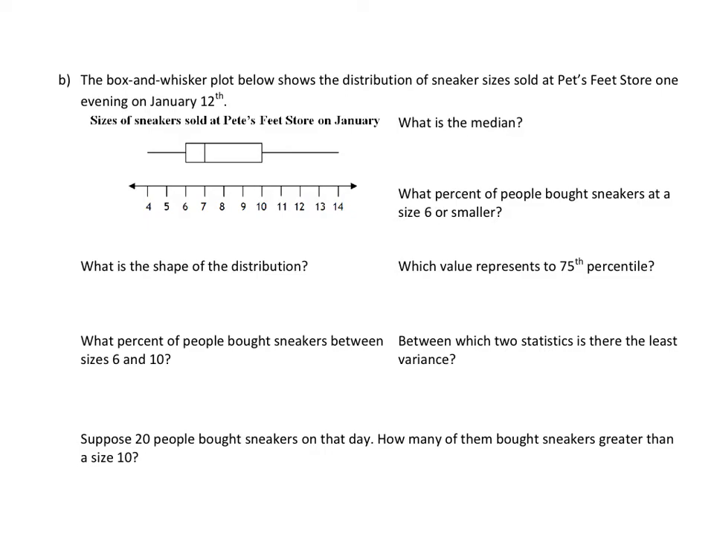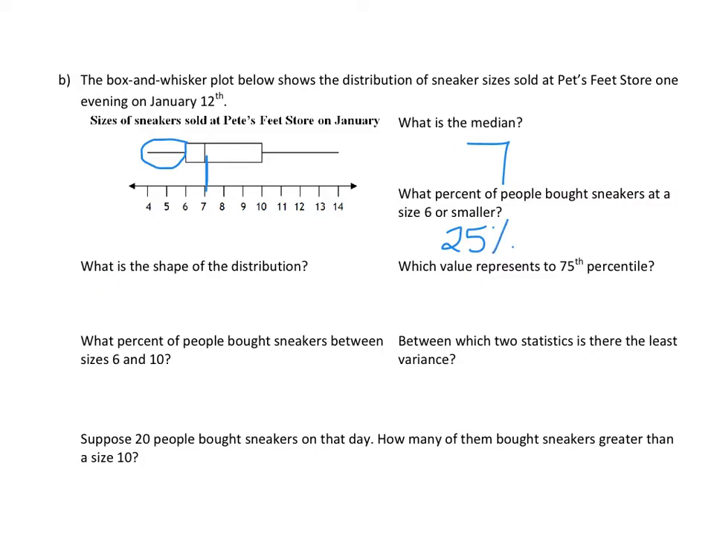The box and whisker plot below shows the distribution of sneaker sizes sold at Pete's Feet Store one evening on January 12th. So let's take a look here. We'll start with this question on the top right. What is the median? Well, the median is represented by 7. What percent of people bought sneakers a size 6 or smaller? So we are looking at this section right here, which is a fourth of the data, which would be 25%.